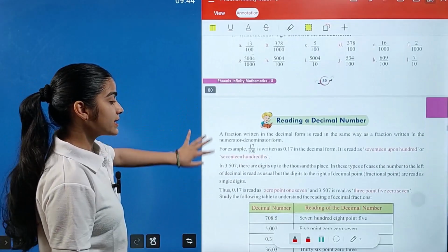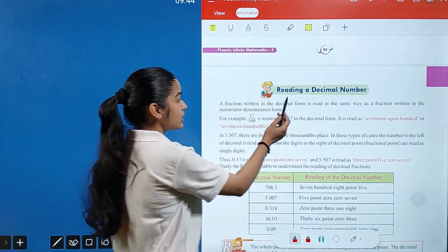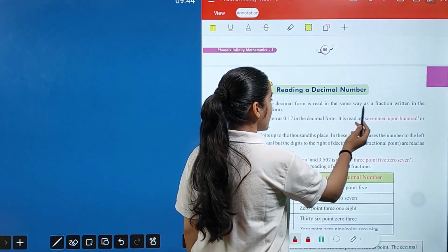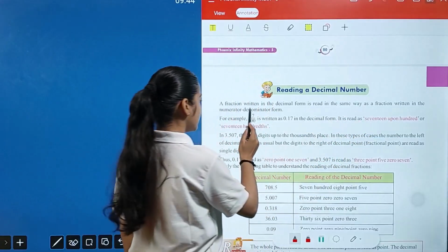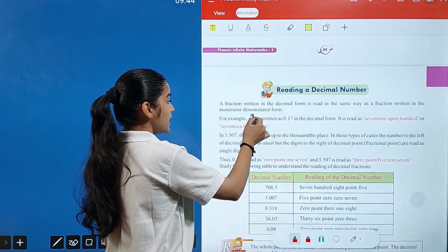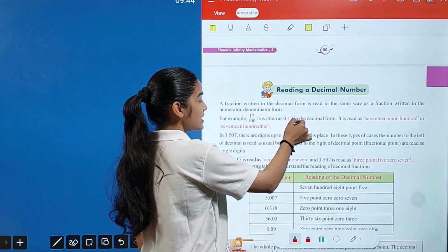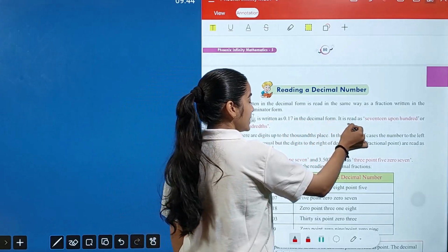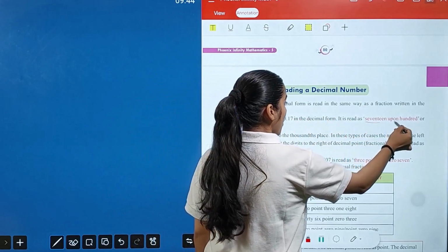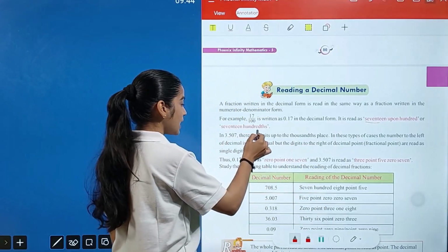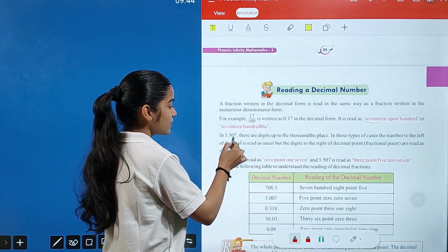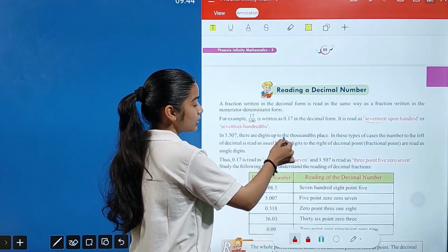Now, reading a decimal number. A fraction written in decimal form is read in the same way as a fraction written in numerator-denominator form. For example, 17 upon 100 is written as 0.17 in decimal form. It is read as 17 upon 100. In 3.507, there are digits up to the thousandths place.